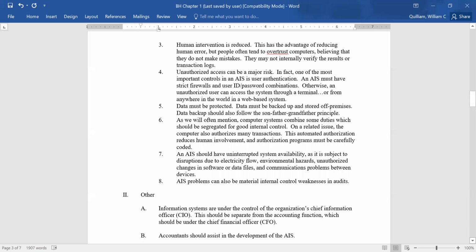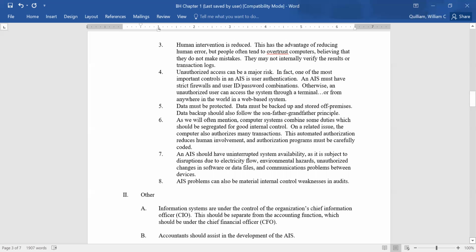Then number 5, data must be protected. Data must be backed up and stored off premises. Data backup should also follow the son, father, grandfather principle. That means this: the son is today's record. The father is yesterday's record. The grandfather is the day before. So let's say that we somehow no longer have the son. Well, if we ran the father, that record or that database, and ran that with today's transactions, we could recreate the son. So it just refers to generations.